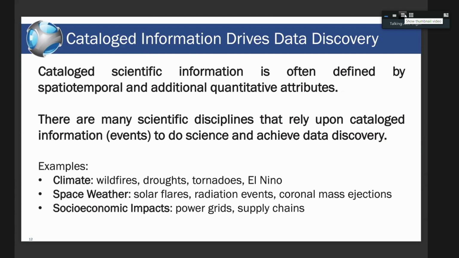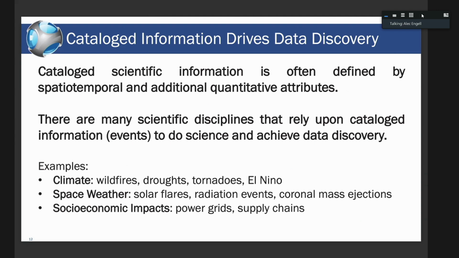All right, so cataloged information drives data discovery. I talked about this before, but again, to me, this is totally worth emphasizing. And I'm going to read this, apologies. Cataloged scientific information is often defined by spatiotemporal and additional quantitative attributes. There are many scientific disciplines that rely upon cataloged information or events to do science and achieve data discovery.